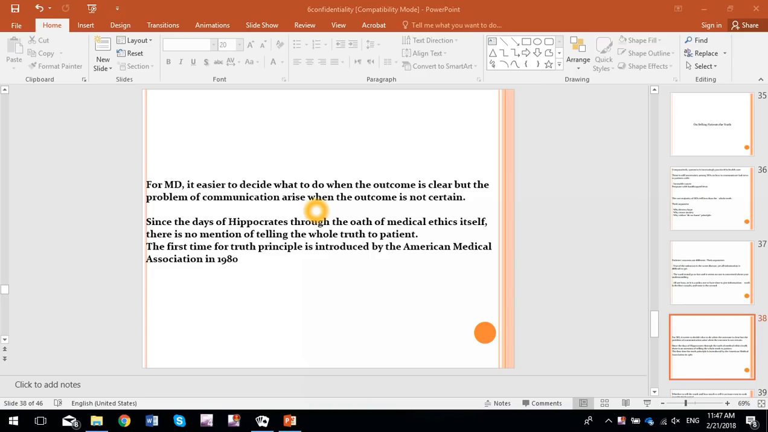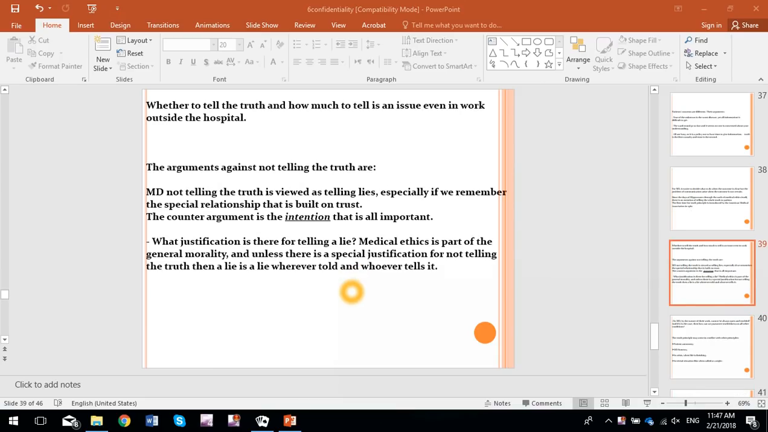Since the days of Hippocrates, through the oath of medical ethics itself, there is no mention of telling the whole truth to the patient. حتى قسم أبو قراط ما في اللي يقول لك إنك تقول كل الحقيقة للمريض. وطلعت أول مرة كانت الأمريكان ميديكال أسوشيشن in 1980 introduced this code of ethics, or what's called the truth principle, is to tell the patient all the information related to his condition.